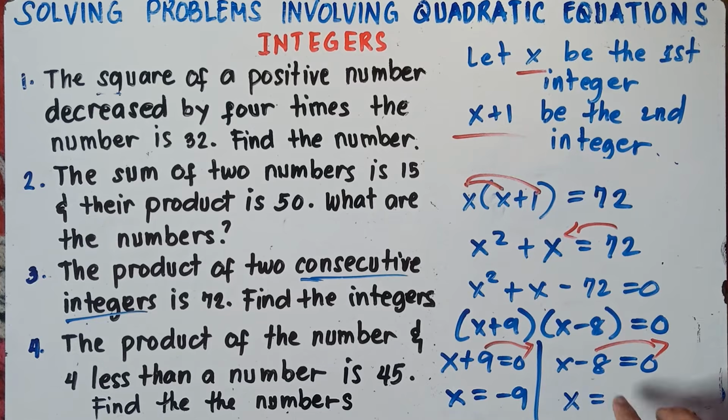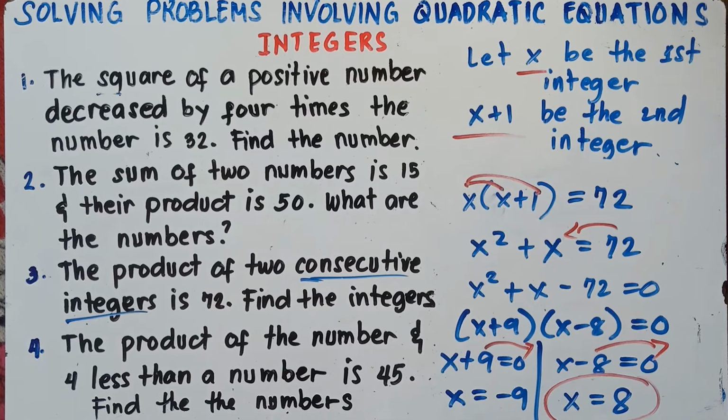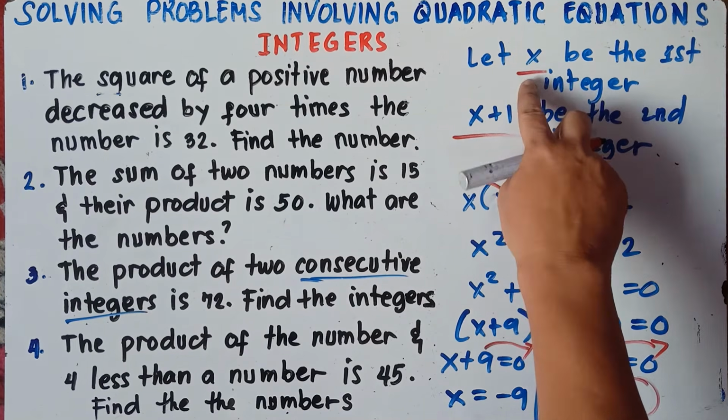X equals, transpose or transfer this negative 8 from left to right. It will change the sign. This is negative, so it will be positive 8. Since we are dealing with problem solving, we need to select the positive answer. So therefore, our x is equal to 8. If x is 8, x will be our first integer.